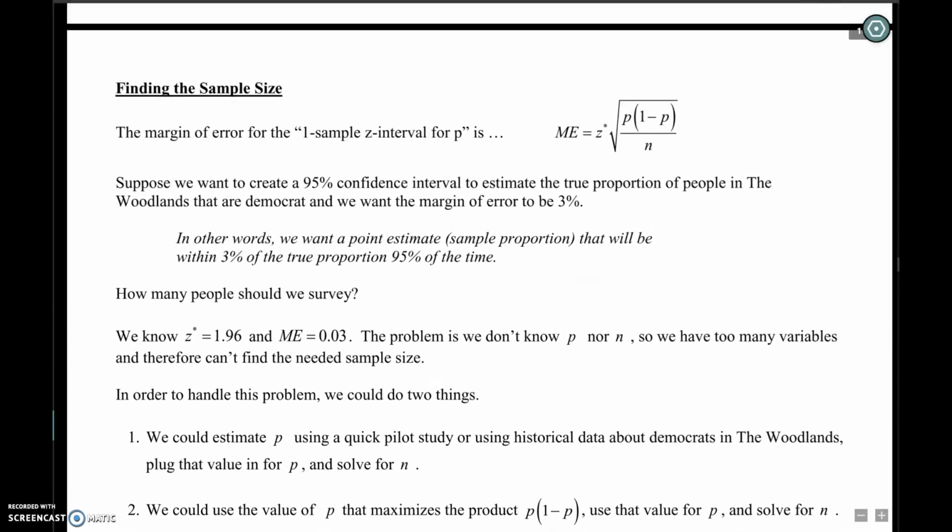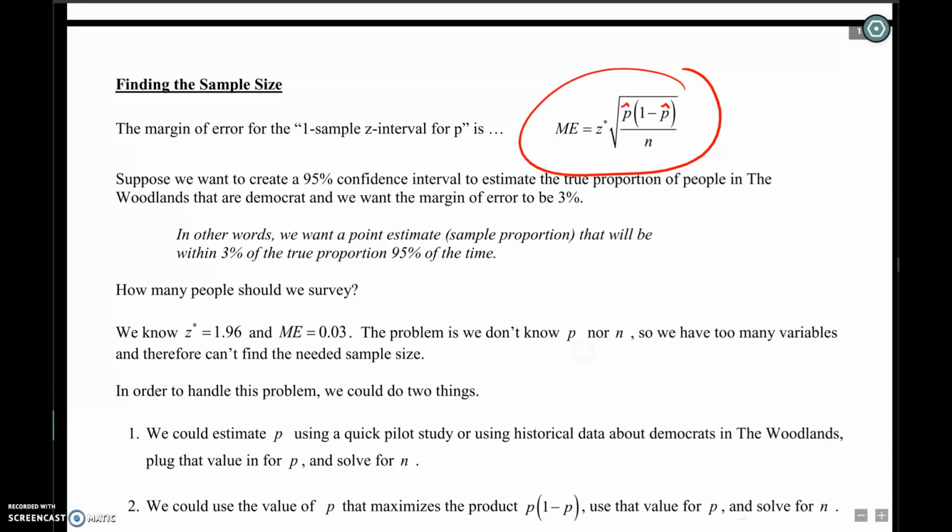Finding the sample size. All right, the margin of error for the one sample Z interval for p is that. Actually, these have got to have hats on them. Suppose we want to create a 95% confidence interval to estimate the true population proportion of people in the Woodlands that are Democrat. And we want the margin of error to be 3%. So we want a 3% margin of error. I want 95% confidence. The question you should ask is, how many people should we survey? How many people do I need to survey so that my margin of error is the 3% that I want?